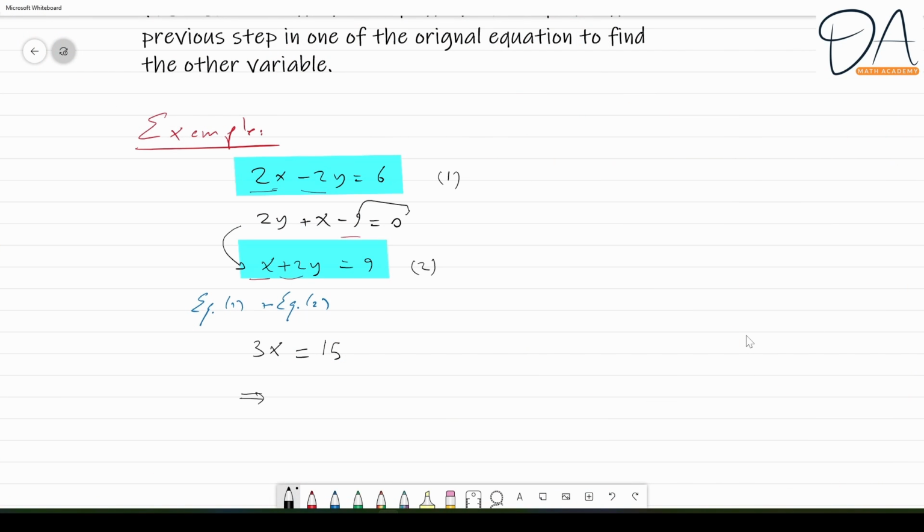Now, this is a very simple equation. What we need to do is get rid of the 3, and that is very simple. We simply divide by 3 on both sides. So we'll get 15 by 3, and this gives us 5. So the value of x is 5.